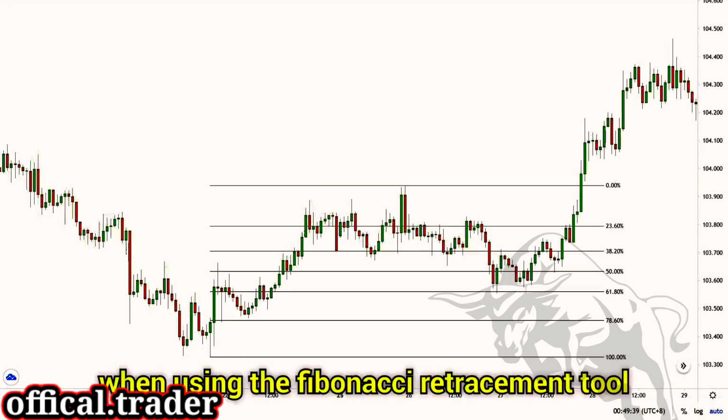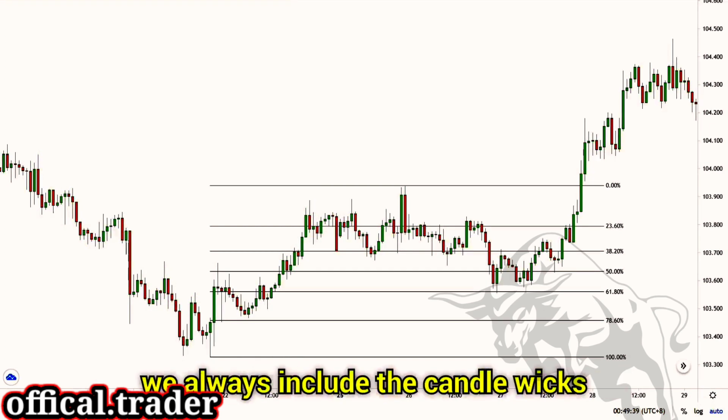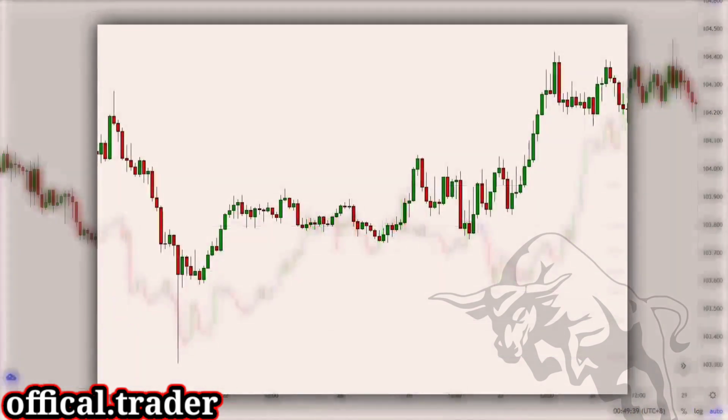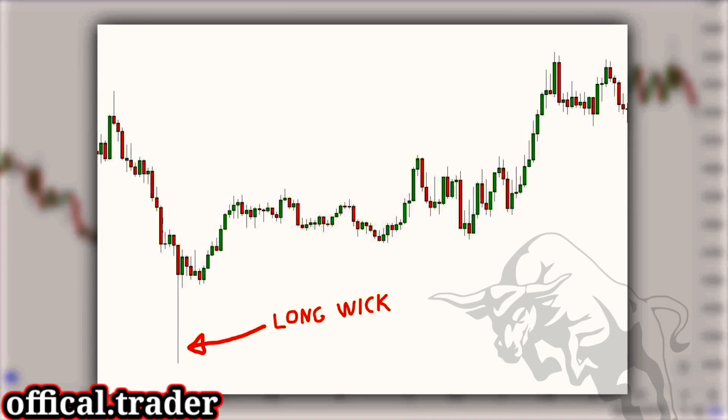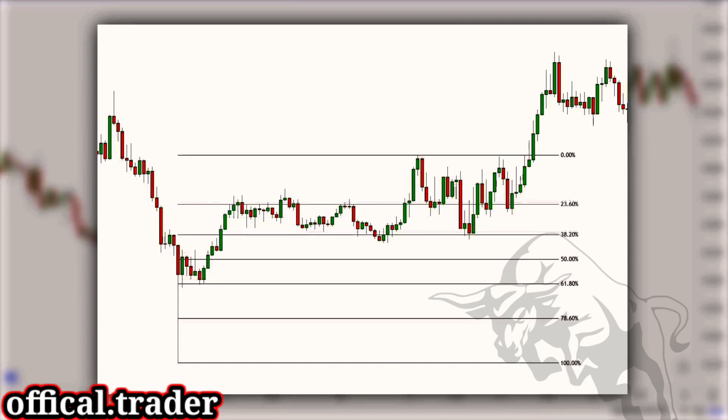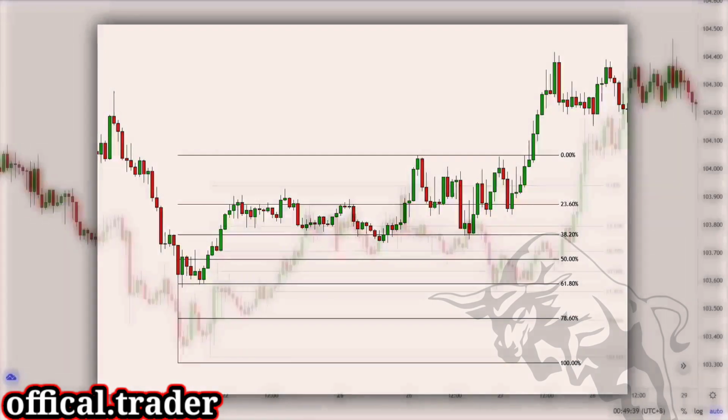You'll notice that when using the Fibonacci Retracement tool, we always include the candle wicks. Some people draw their Fibonacci Retracement levels in using the candle bodies, but this is actually incorrect. The reason for this is because sometimes you'll get price moves that leave a very long wick behind. And so by using the candle body instead of the candle wick, you'll get a very different result from the Fibonacci levels that are generated.